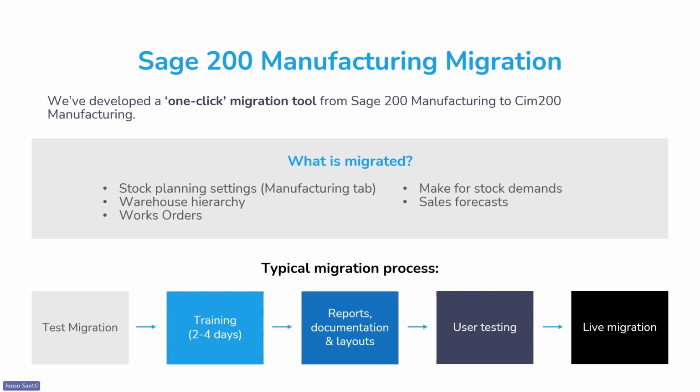Then the migrated data will be used to train you on the new functionality, and reports and document layouts will be converted to utilize Cim200 manufacturing tables instead of Sage 200 manufacturing. Then there will be a period of testing, and once you're happy with everything, your live data will be migrated and you can start working in Cim200 straight away and leave the old system behind. So there's no need to run down old orders or import, export existing orders or manually enter them. And from there, you can continue to be supported by an accredited partner, very much the same as what you're doing now.